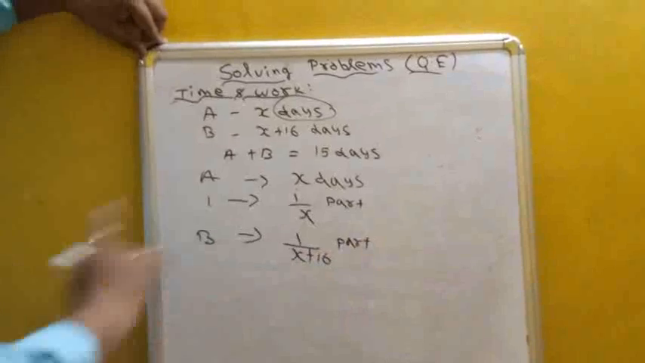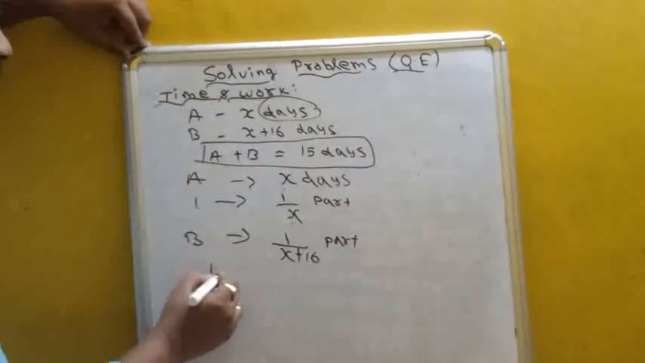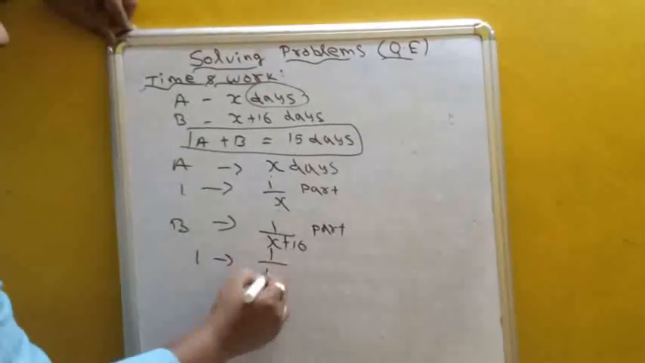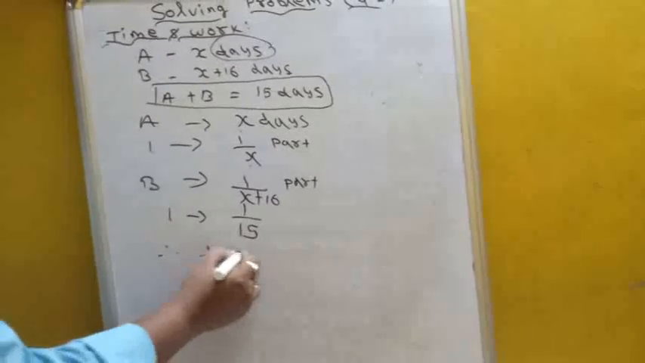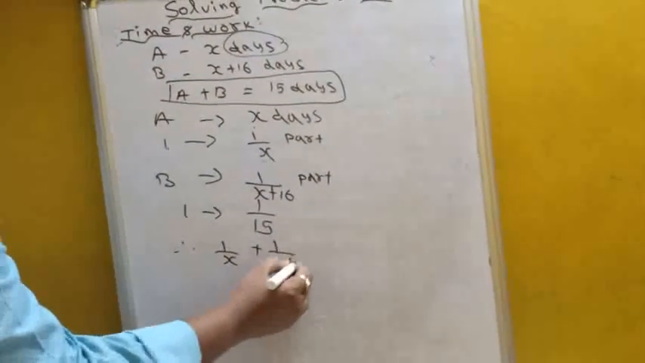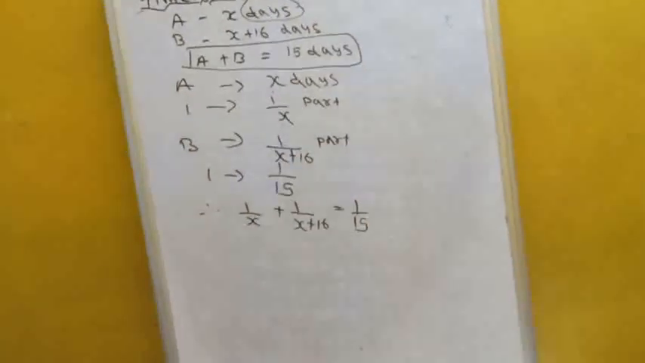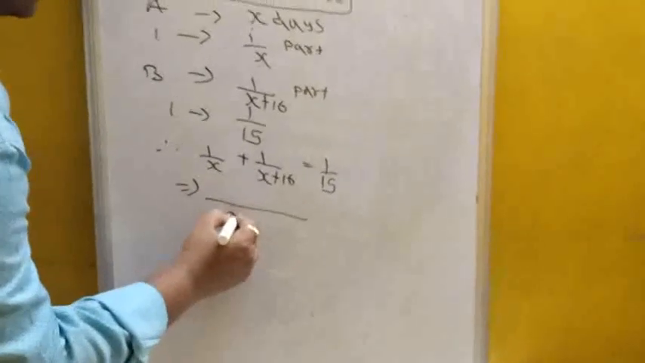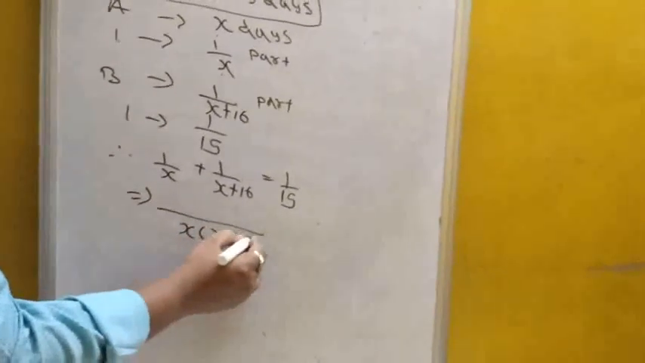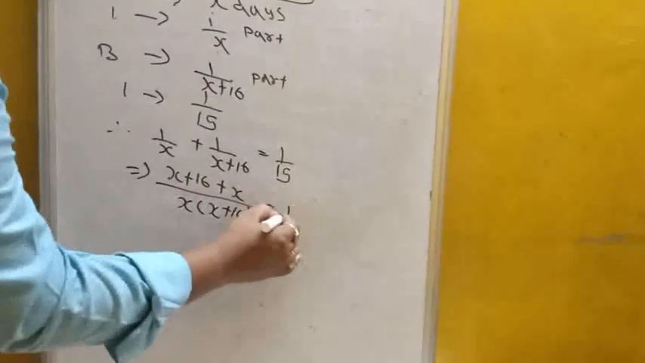Yes or no? Both are doing the work in how many days? 15 days. So in one day, how many part? 1 by 15 part. Therefore, total equals how much? 1 by x plus 1 by x plus 16 equals 1 by 15. After that, you take out the LCM, you will find the equation. After finding the equation, you can solve x bracket x plus 16 plus x equals 1 by 15. You do the next step.